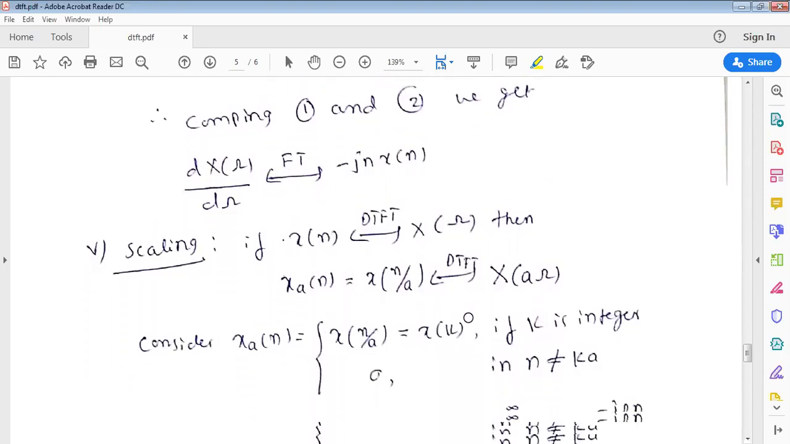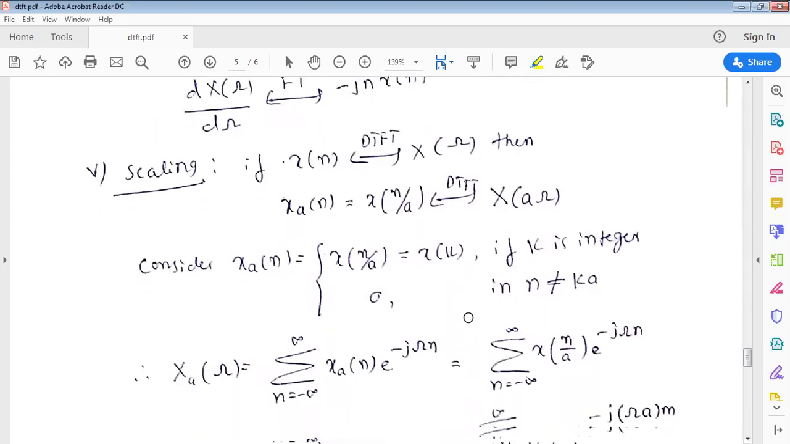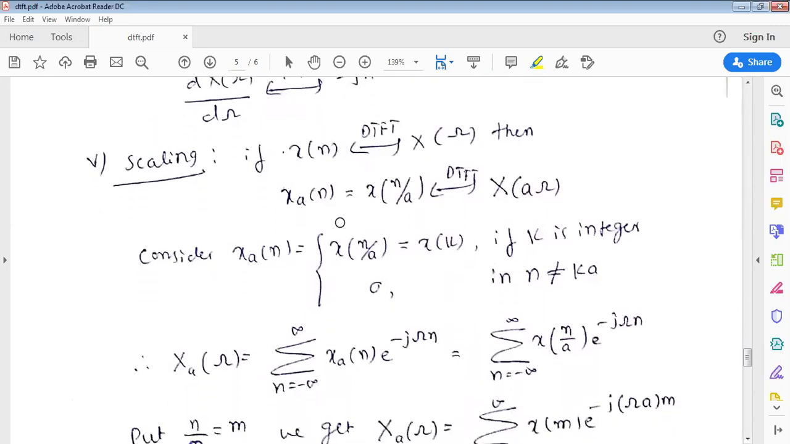Let us go into the scaling property. If x of n transforms into X of omega, then x of n by a Fourier transforms into X of a omega. Look here, one very important thing. x of n is a discrete time sequence. Let us say x of n has samples 1 to 100. But if you divide by 2, you'll get the first sample, third sample, fifth sample, seventh sample only. You're not going to get all the other samples. That's why I define x_a of n as x of n by a.